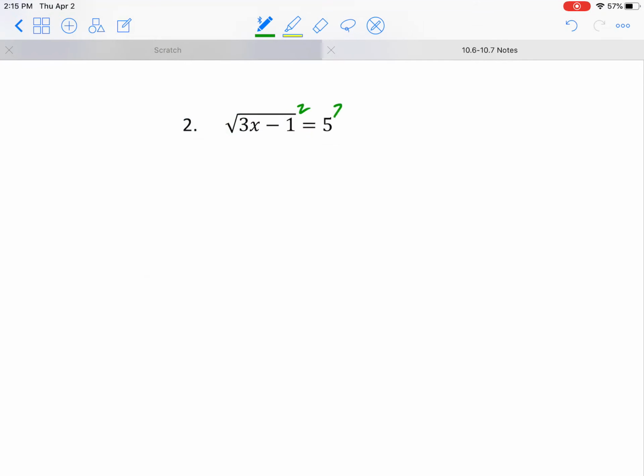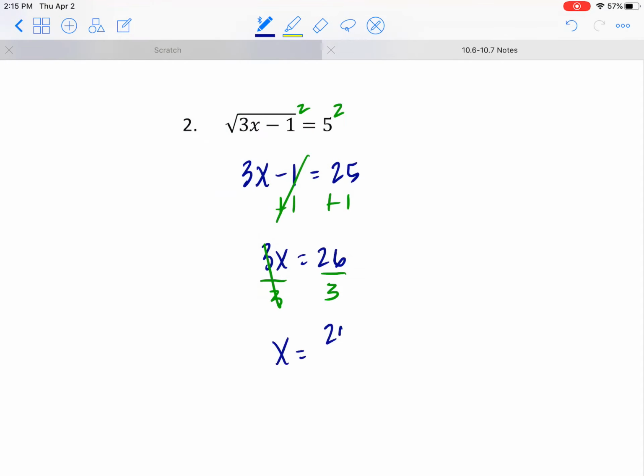All right, so now we have the same operations happening in number 2, but the 3 and the 1 are now trapped in the radical. So our first step here is going to be to get rid of the square root by squaring both sides. So that allows me to bring down the 3x minus 1, and it's equal to 5 squared, which is 25. And now that the radical is gone, I can move the minus 1 with a plus 1. So those will cancel. That leaves me 3x equal to 26.